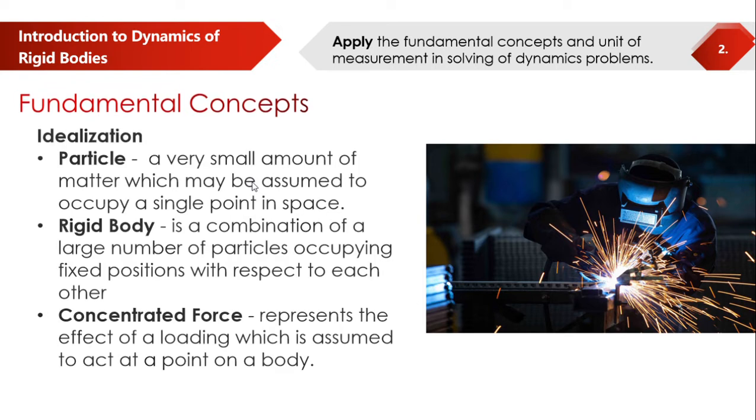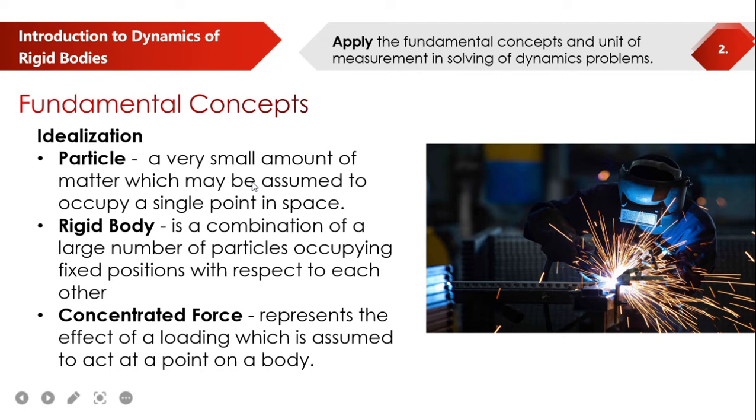For idealizations, there are three that we are going to understand better. First, when we talk about particles: a particle is a very small amount of matter which may be assumed to occupy a single point in space. Basically it has a mass, but its size can be neglected. So we are going to talk about particles often.